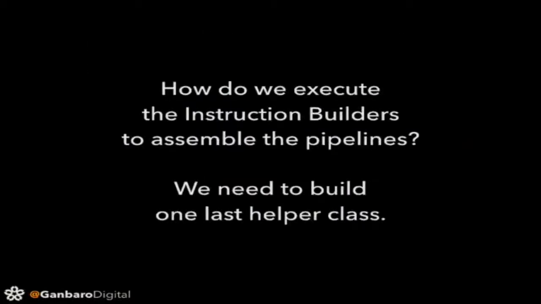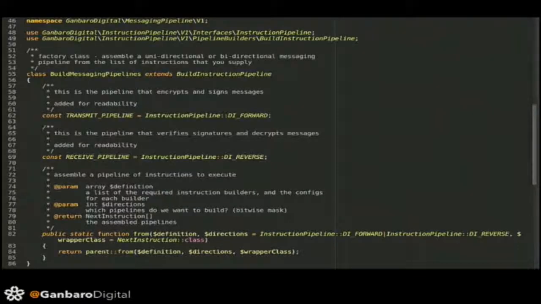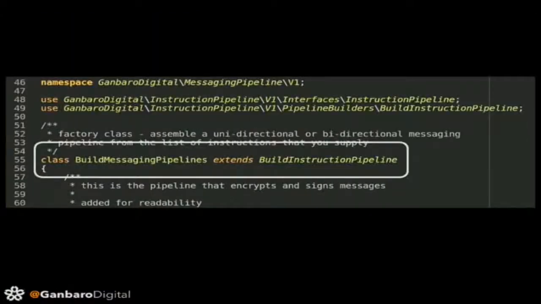But how do we execute all this? How do we actually create a runnable pipeline now we've got this all together? There's one last helper we want to build. And I promise this is the smallest font you'll see on my slides. It just about fits on the screen. It looks great here. Doesn't help anybody else. But let's break this down.